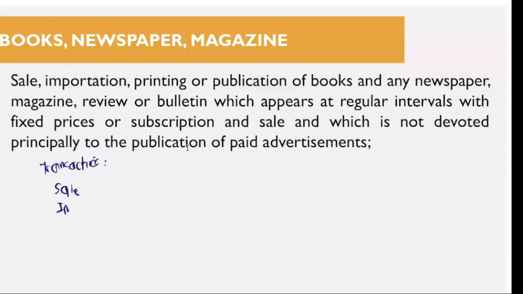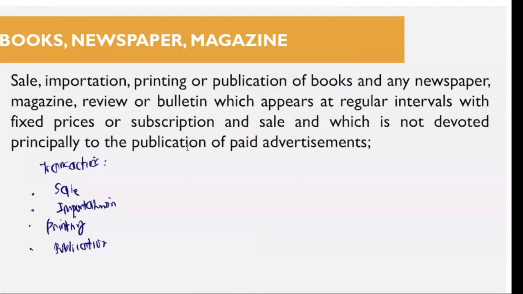Sale, importation, printing, and publication. So there are four transactions that are exempt. Unlike in the other transactions, what are the only exempt? That is either sale, that is either lease, or that is either importation. Here in this particular exemptions, what are the different transactions that are exempt? Sale, importation, printing, and publication. Any of the four transactions guarantee exemption.